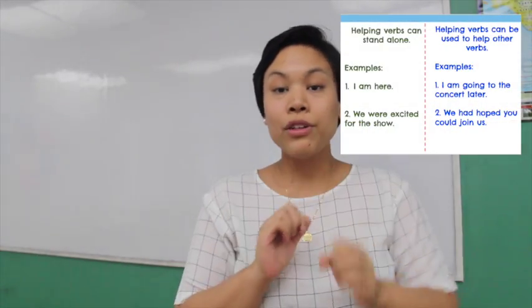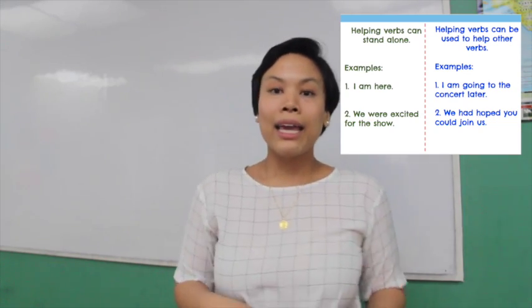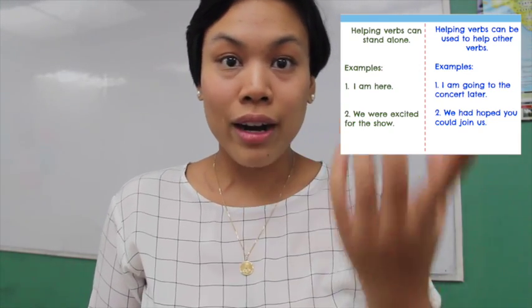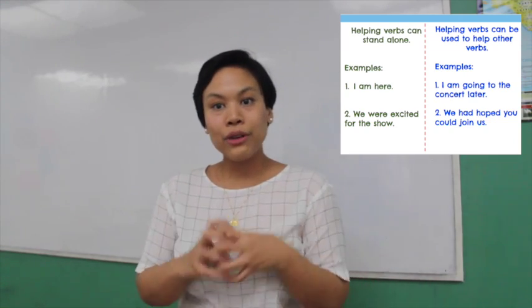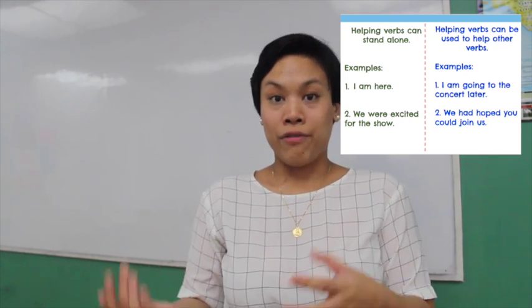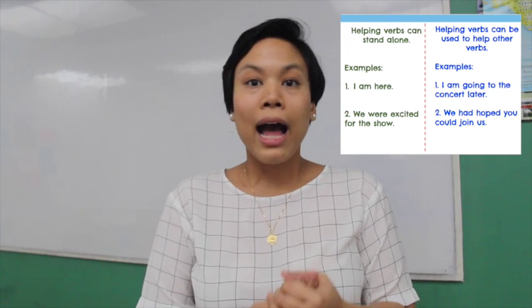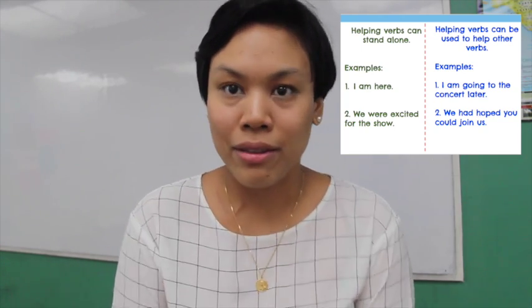So you guys are familiar with the 3 different families of helping verbs now: the be family, the have family, and the do family. You can use these different words either on their own, because helping verbs can stand on their own. For example, I am here. You are hardworking. You are silly. You are funny. It can stand on its own, but you can also use them to help other verbs. For example, I am going to the concert later. You can't say I'm going to the concert later.